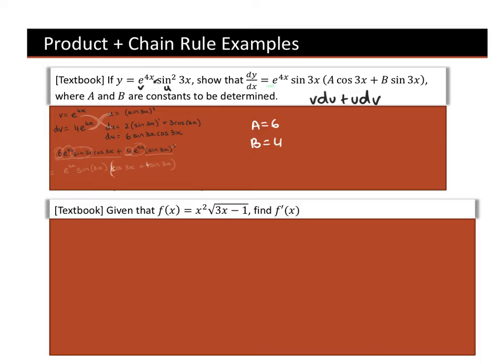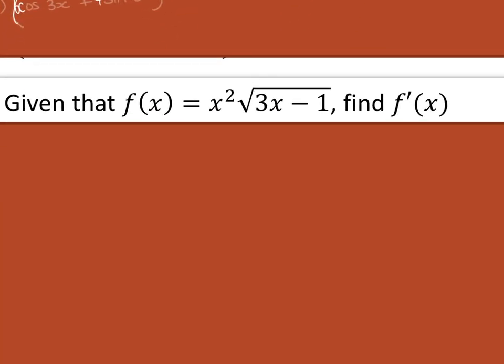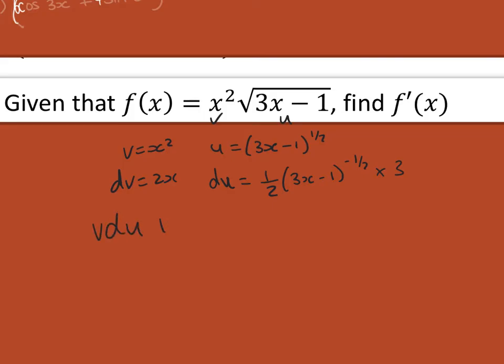Okay, so we should be able to do this really quickly. Step 1, label v and u. v equals x squared, dv equals 2x. u equals (3x minus 1) to the power of a half. du equals a half bracket (3x minus 1). We take away 1 from the power, multiplied by the differential of the bracket, which is 3. Okay? Then our magic: v du plus u dv.